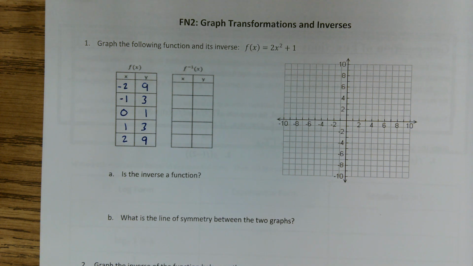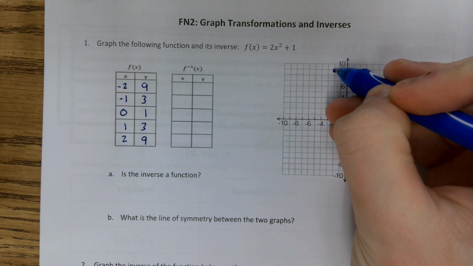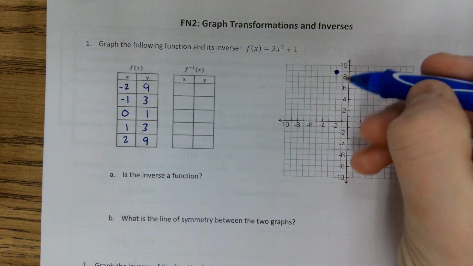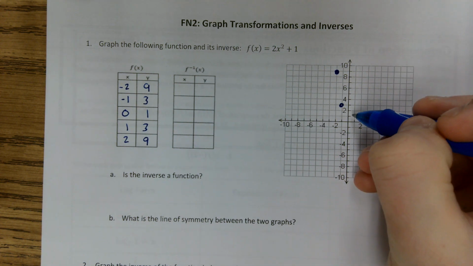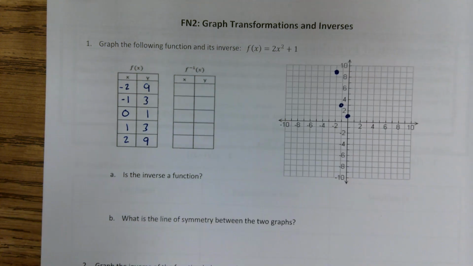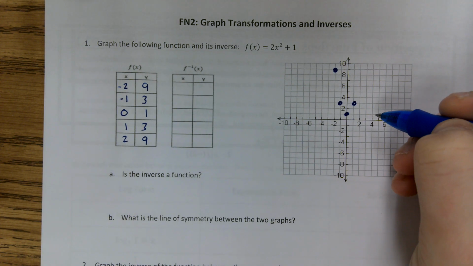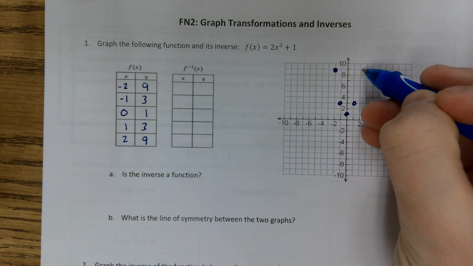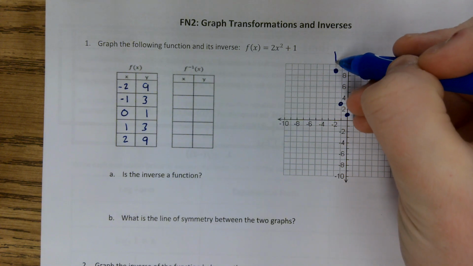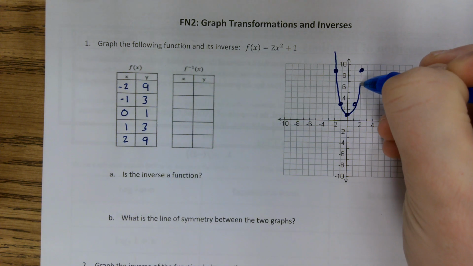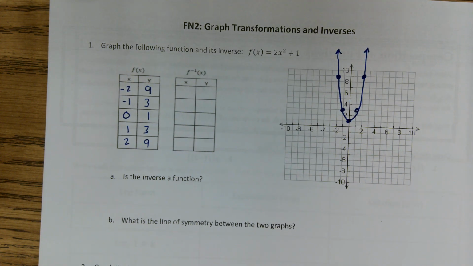All right, so in this case, we have that parabola. So in this case, I'm going to go ahead and graph it. So negative 2, positive 9. Negative 1, positive value of 3. 0, 1. 1, 3. And then the value of 2, 9. So again, that is going to be your parabola. And in this case, with that vertex at that value of 0, 1. All right, so that's our parabola right there.